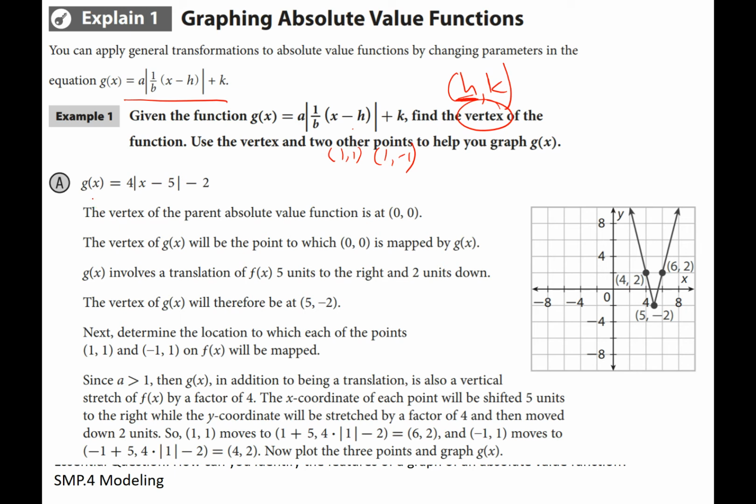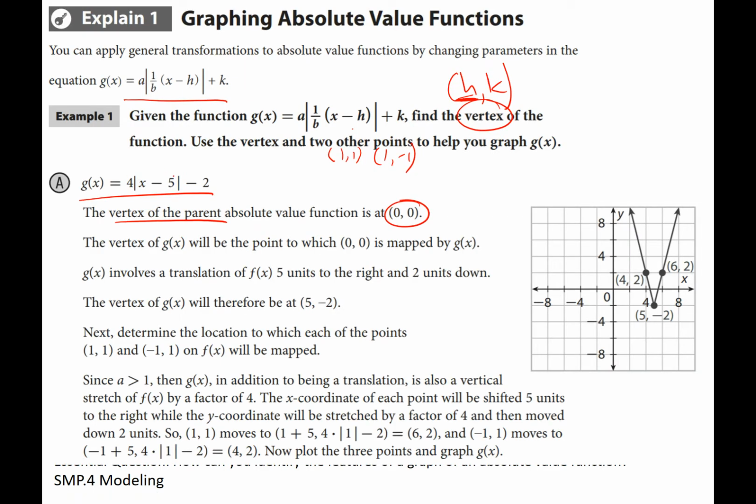So this is the function they gave us. It doesn't look like it has a b value. The vertex of the parent is 0, 0, which we saw in our explore question. So the vertex of g of x will be the point to which 0, 0 is mapped by g of x. g of x involves a translation, so notice.